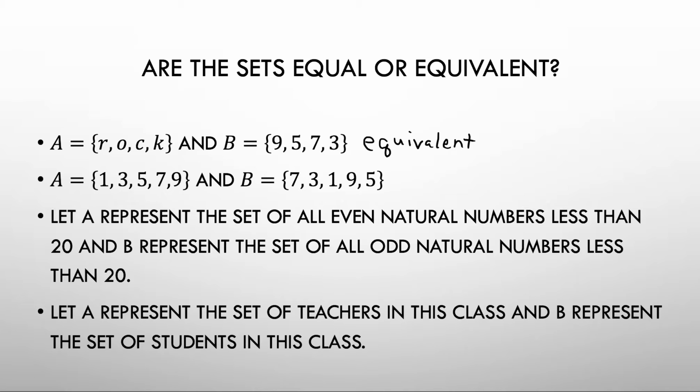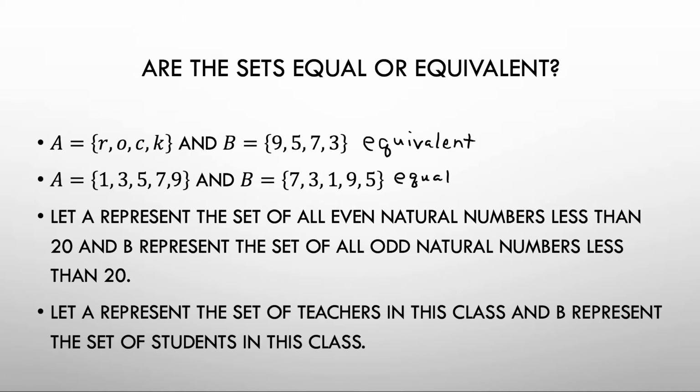For our second example, we have 1, 3, 5, 7, and 9 in set A, and we have the same exact numbers in set B, they're just in a different order. So these 2 sets are considered to be equal. They have exactly the same values or the same elements in the set.